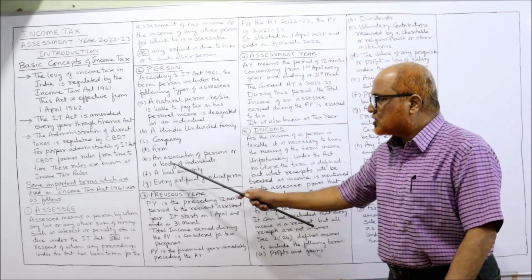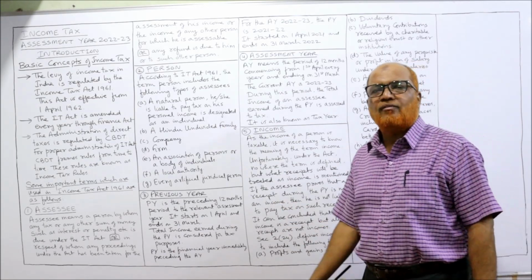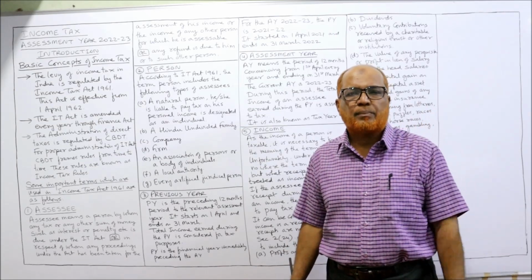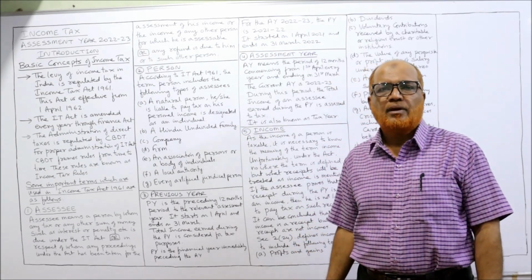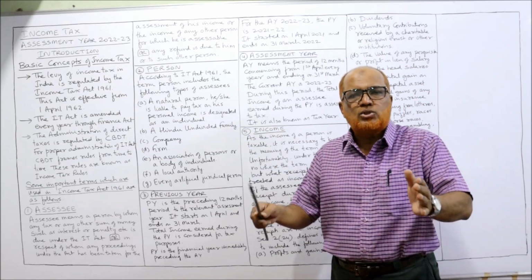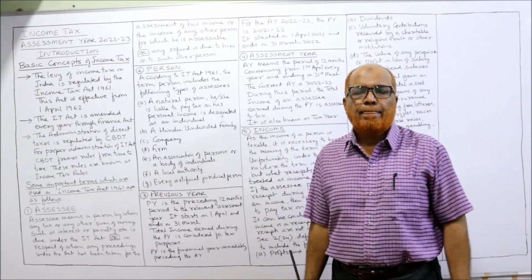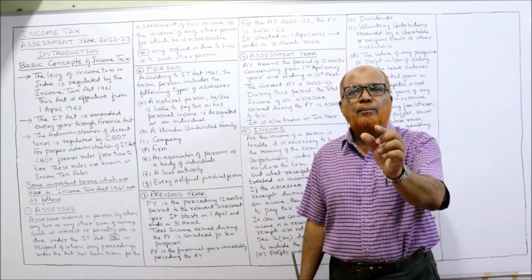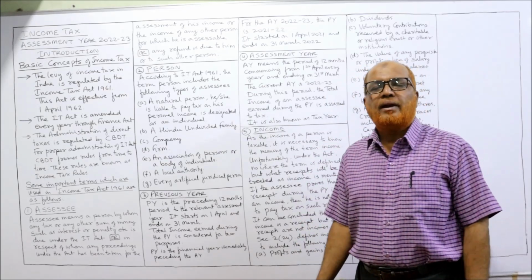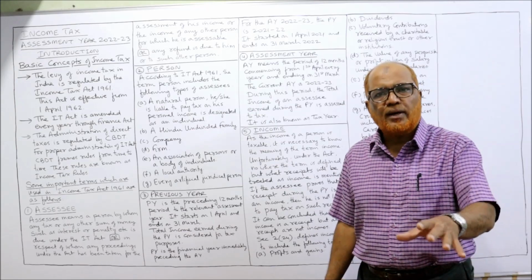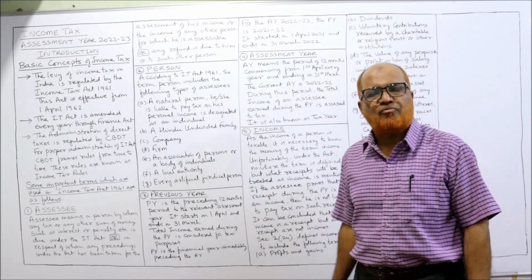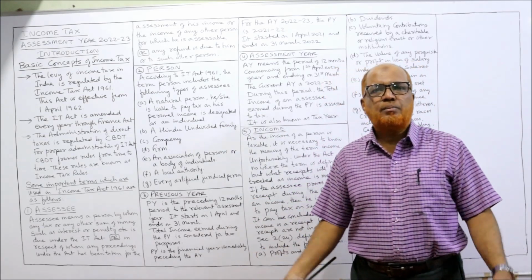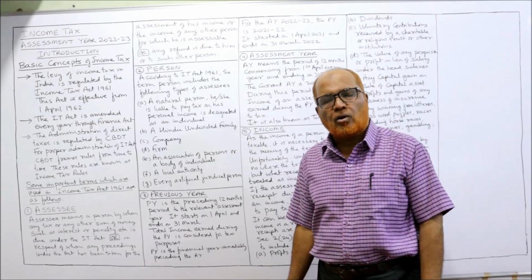Next comes an association of persons or a body of individuals. A group of persons formed for performing a specific purpose. Example, joint venture. Two or more persons join together to construct a building. Once the building is constructed, the relationship will be over, the contract will be over. So a temporary partnership is made to complete the joint venture. That joint venture is called a body of individuals or association of persons. That is also a person. Next one is a local authority like municipalities and local bodies. These are also persons.